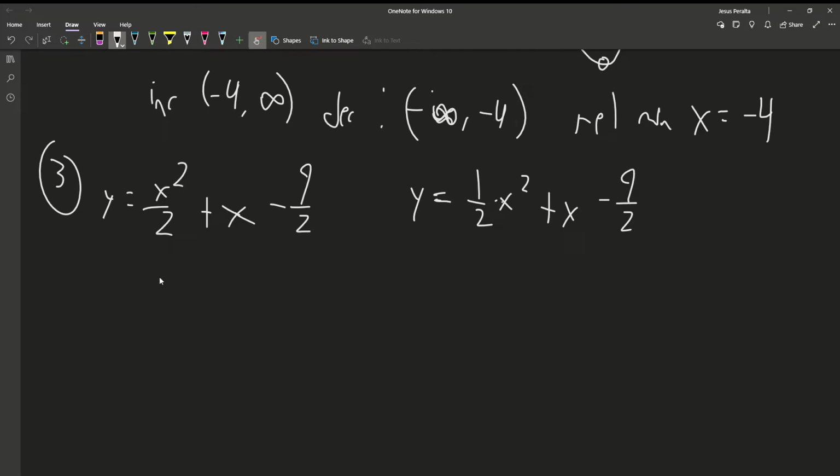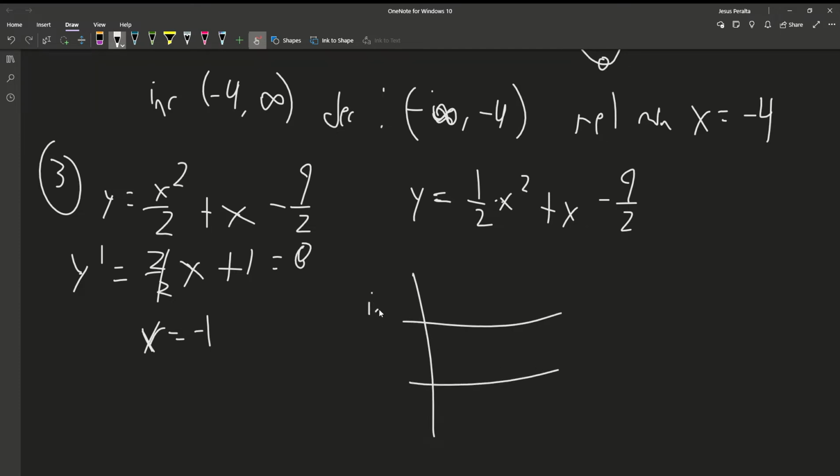So now we find the derivative. So you get 2 over 2x. That cancels out, so you just have x, and then the derivative of x is just plus 1. So we are left with x plus 1. We set it equal to 0. And then we have x is equal to -1. Okay, so now we draw the chart.